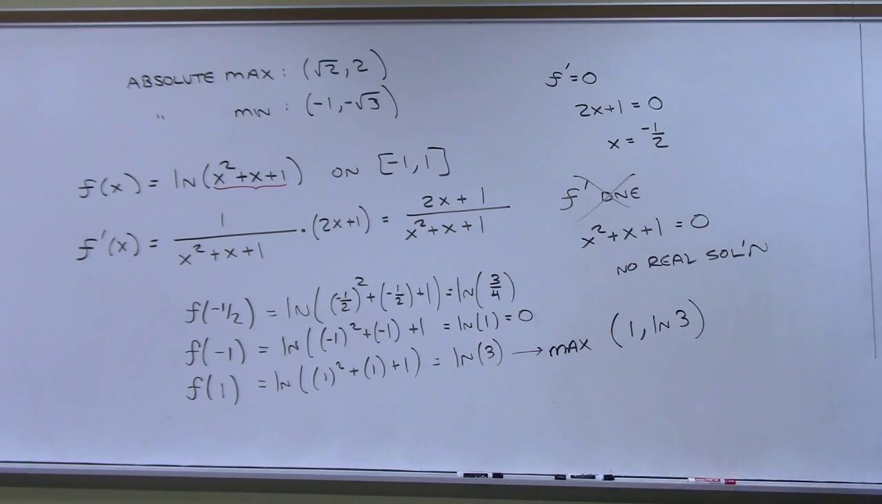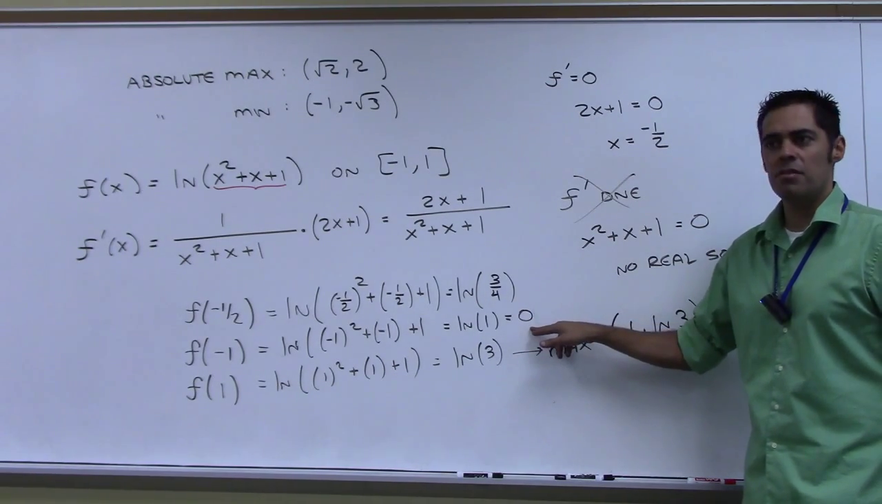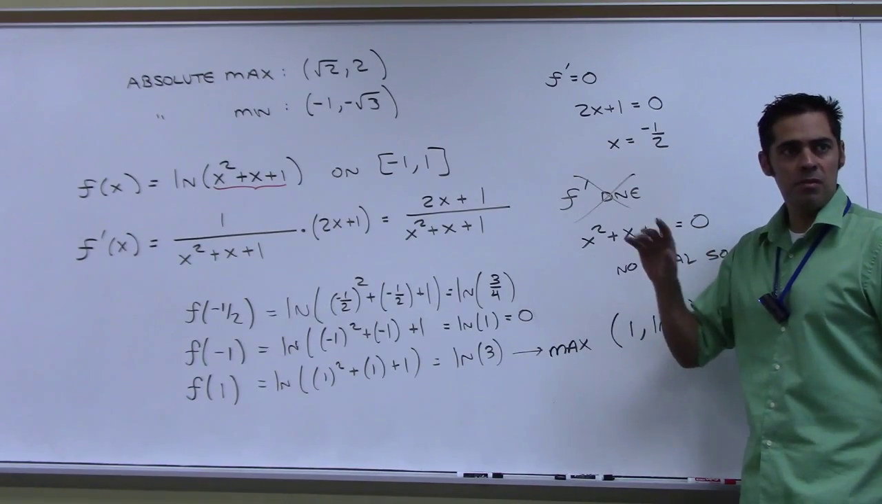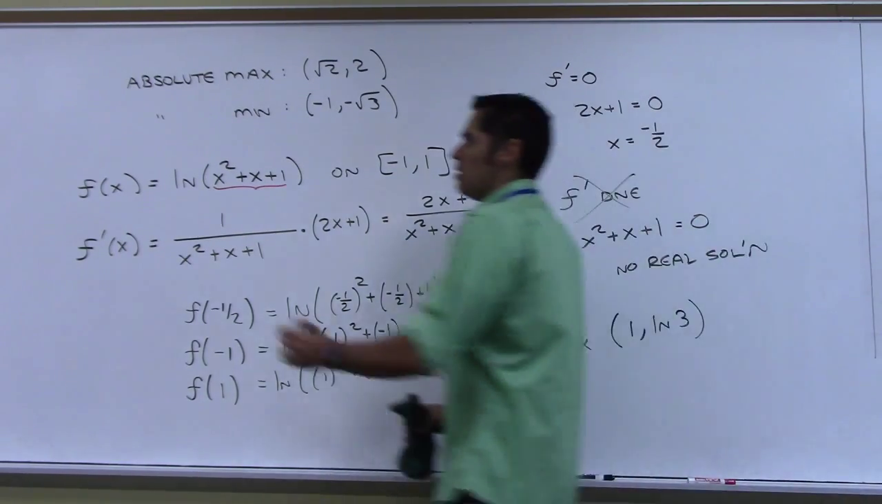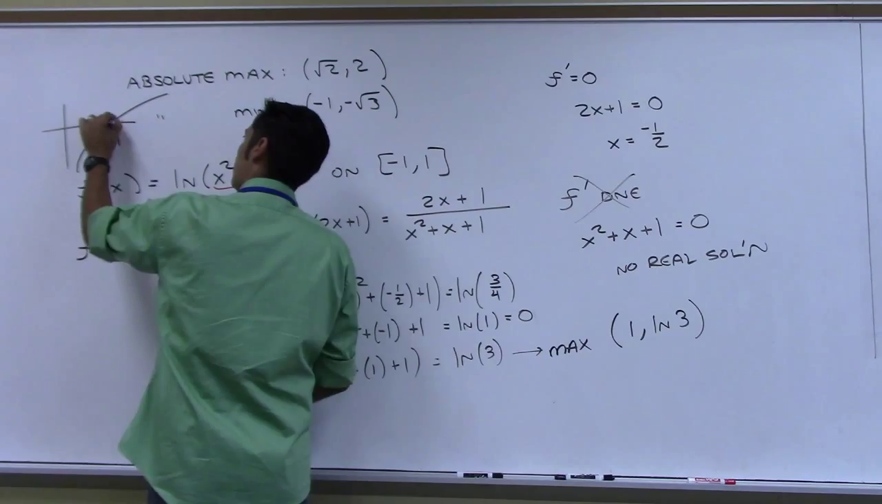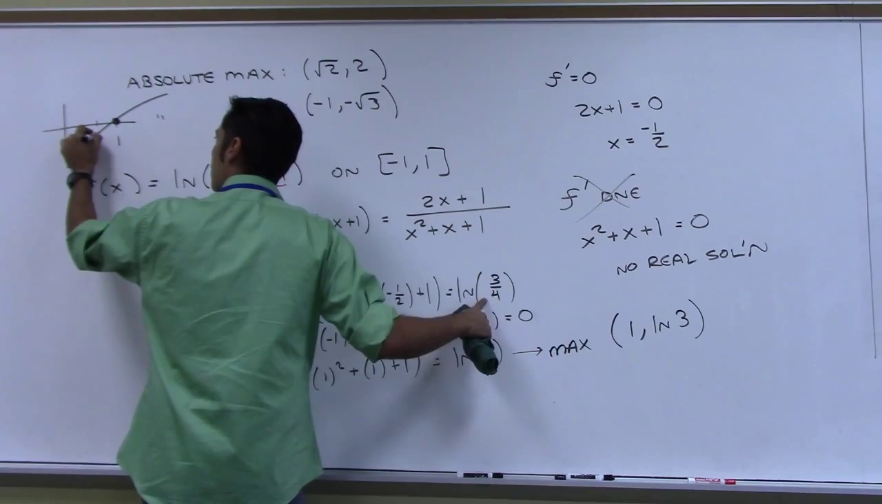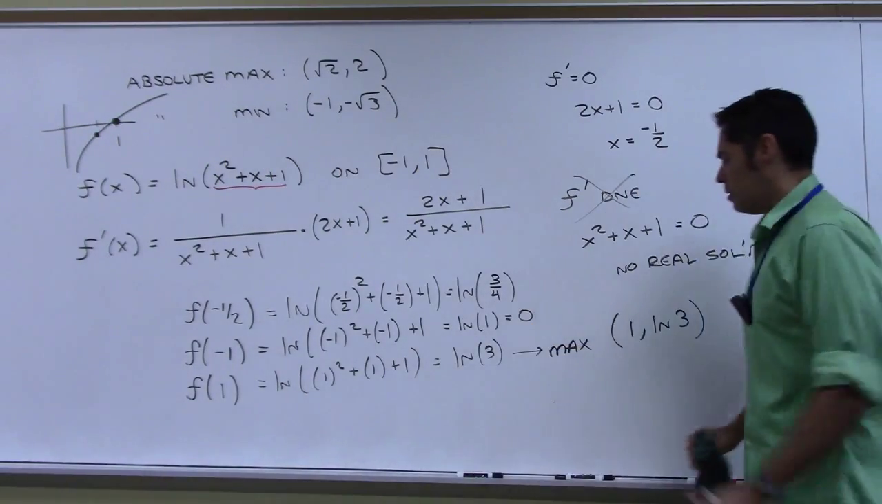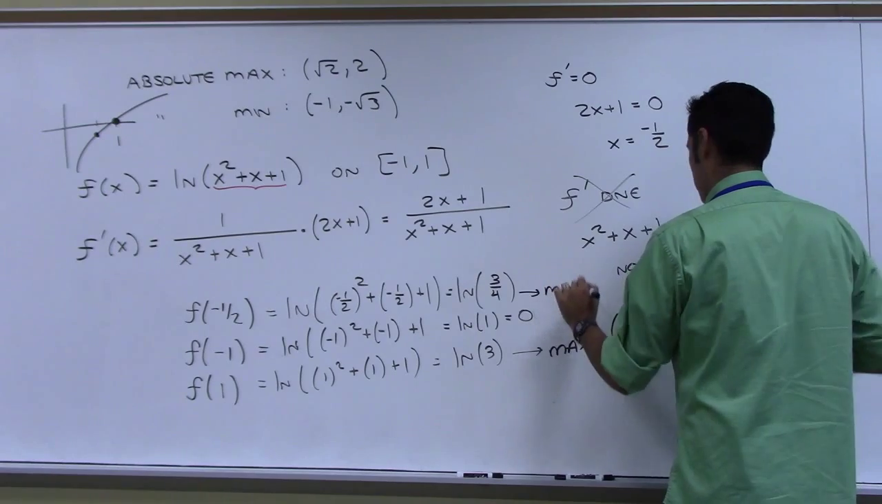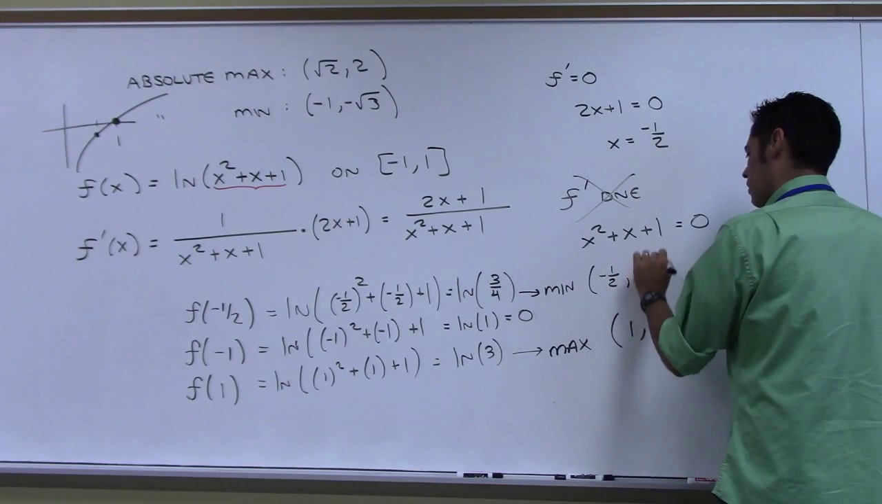And your minimum? Natural log of 3/4. This is actually a negative number. So you might be looking and say, oh, 0 is going to be my smallest. No. Natural log of 3/4, if you do it on your calculator, it's negative. You go back and look at the graph of natural log. At 1 it's 0, but to the left of 1, like at 3/4, it would be below the x-axis, so it would be a negative number. So this would be your min. And that would be the point negative 1/2, natural log of 3/4.